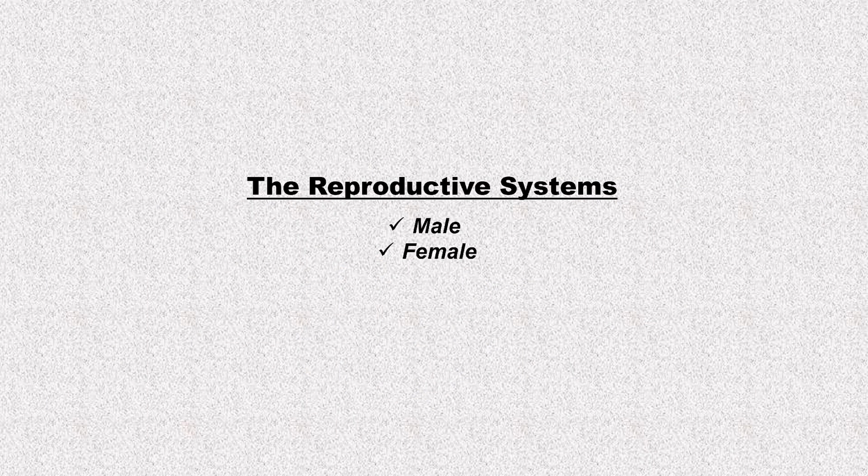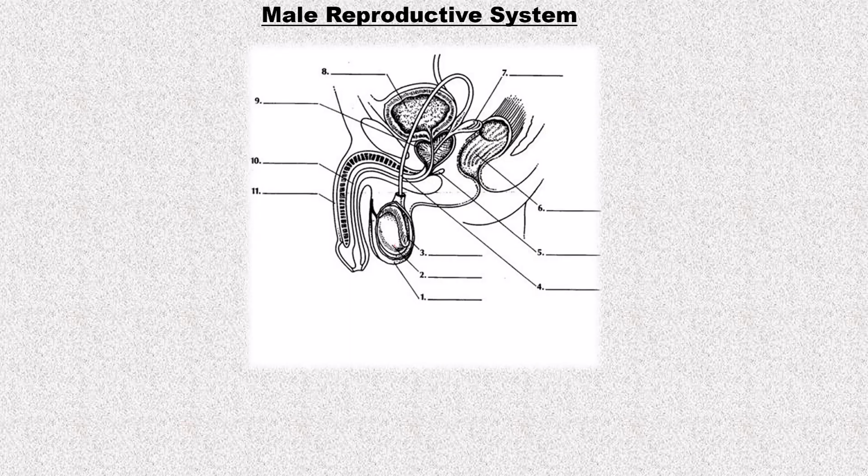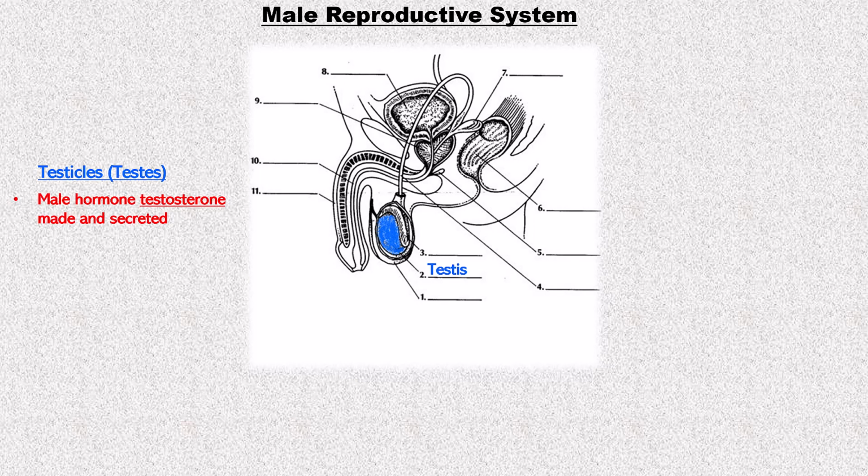All right, we're going to take a look now at the male and female reproductive systems. We're going to start with the male. Here's a side view of the male reproductive system. We're going to look at where the sperm are made. They're going to be made here in the testis. The testes, this blue sphere, or the testicles, is where the male hormone testosterone is made and secreted. It develops secondary male characteristics and also causes the sperm to be created, the male gamete.